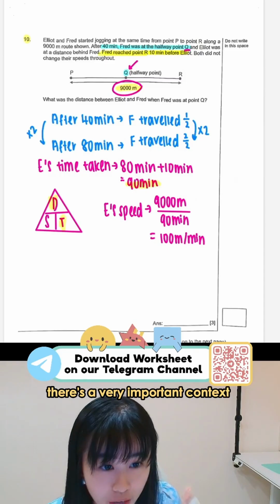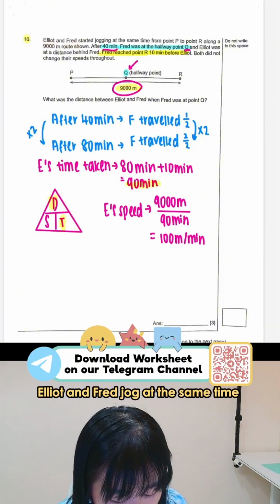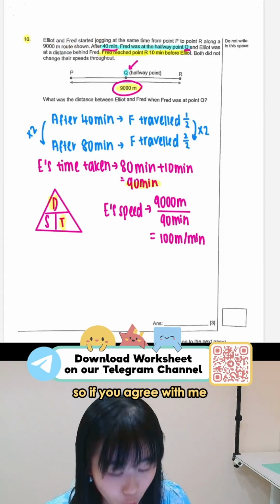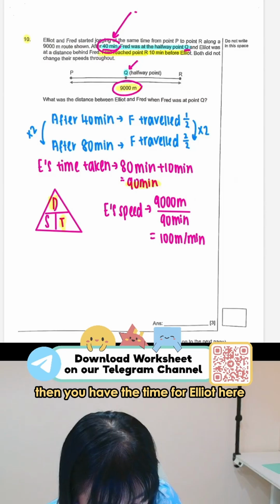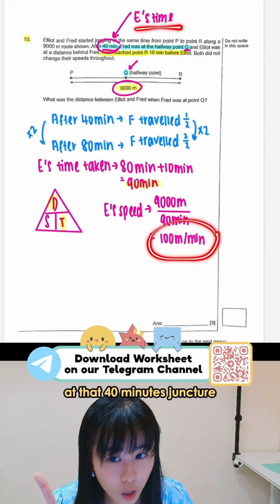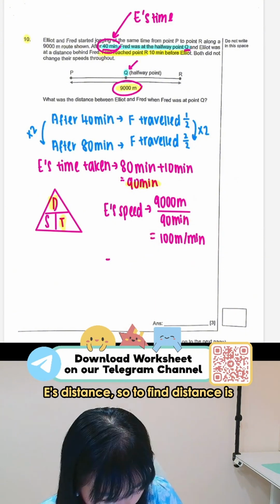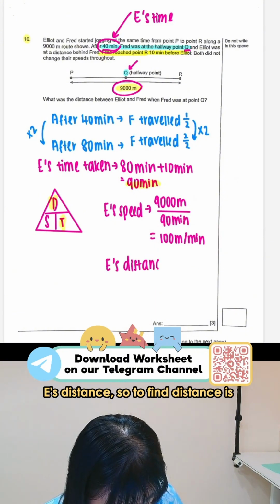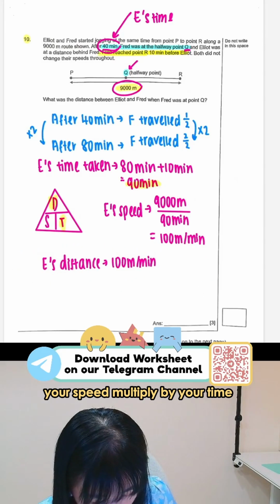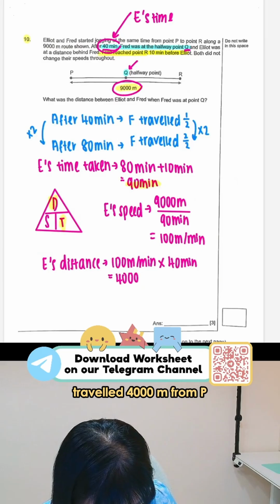Point Q this time, there's a very, very important context you need to use. Fred took 40 minutes. You see, Elliot and Fred jogged at the same time. Agree with me, it is also 40 minutes for Elliot as well. So if you agree with me, then you have the time for Elliot here, and you have the speed also. You can find out at that 40-minute juncture how much has Elliot traveled starting from point P. Is distance. So to find distance is your speed multiplied by your time, which is 40 minutes, and you'll realize Elliot traveled 4,000 meters from P.